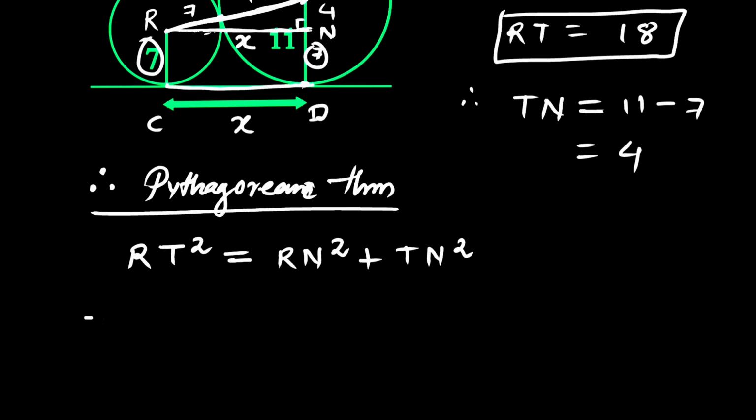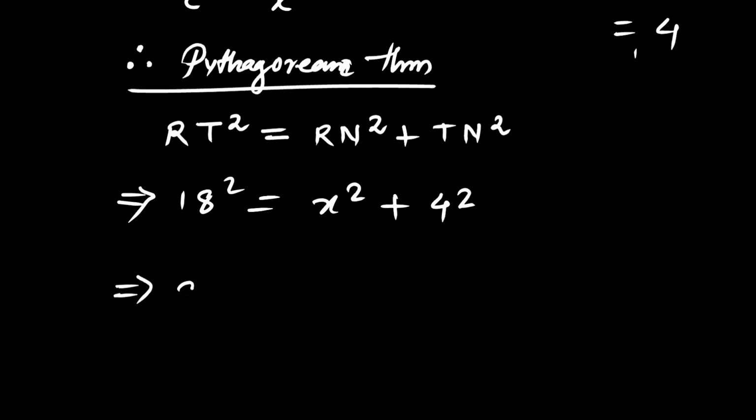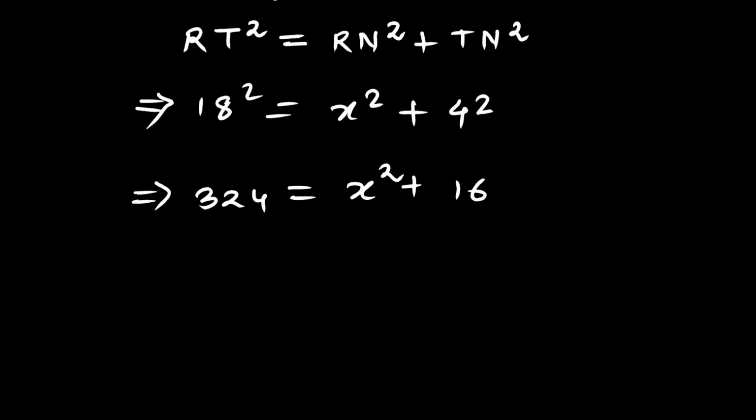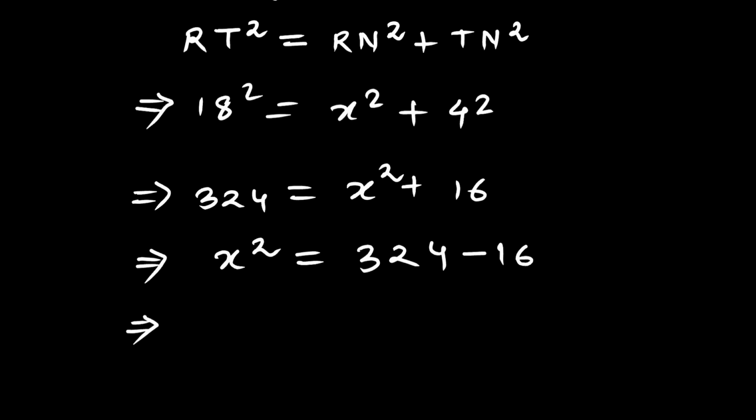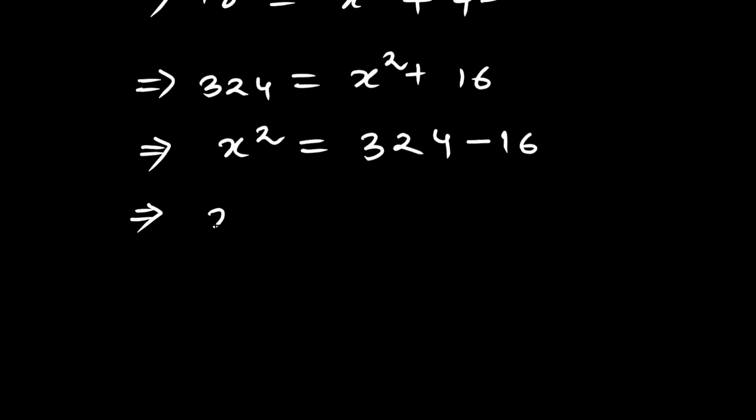Now we're going to substitute the known values. 18 squared equals x squared plus 4 squared. 18 squared is 324, and 4 squared is 16, so we get 324 equals x squared plus 16. To isolate x squared, subtract 16 from both sides. This gives x squared equals 324 minus 16. Performing the subtraction, we obtain x squared equals 308.